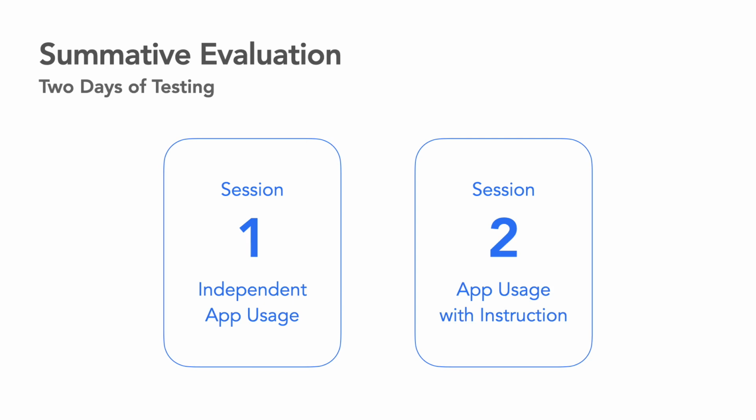On the first day, the child played with the app for up to 30 minutes without any support or help from the experimenter. On the second day of testing, the experimenter first explained 4 key concepts in the app. Then the child had another 30 minutes to create a brand new project, and this time they were permitted to ask questions to the experimenter as they worked.